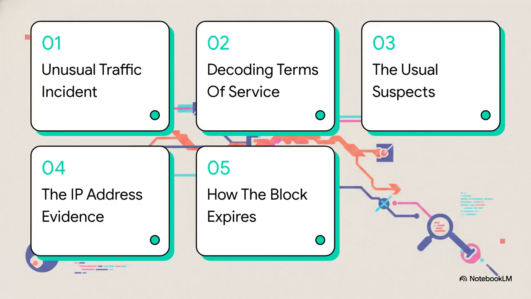All right, let's look at our case briefing. We're going to break this down into 5 stages. First, the unusual traffic incident itself. Second, decoding the terms of service. Third, identifying the usual suspects. Fourth, analyzing the IP address evidence. And finally, understanding how the block actually expires.